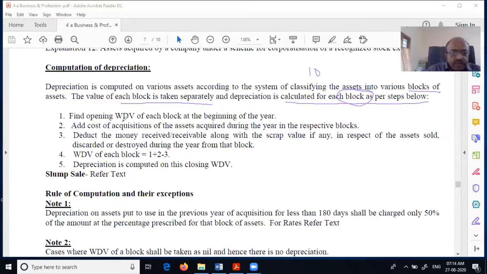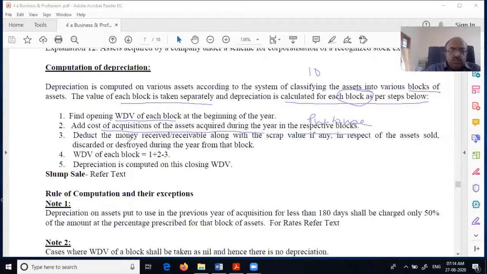Therefore, there will be an opening WDV if it's already in existence. Normal WDV, the way we calculate, add cost of acquisitions of the asset, the way we do, no problem. This is all very clear. But again, here you have to understand that only when put to use can we capitalize. That is very important.